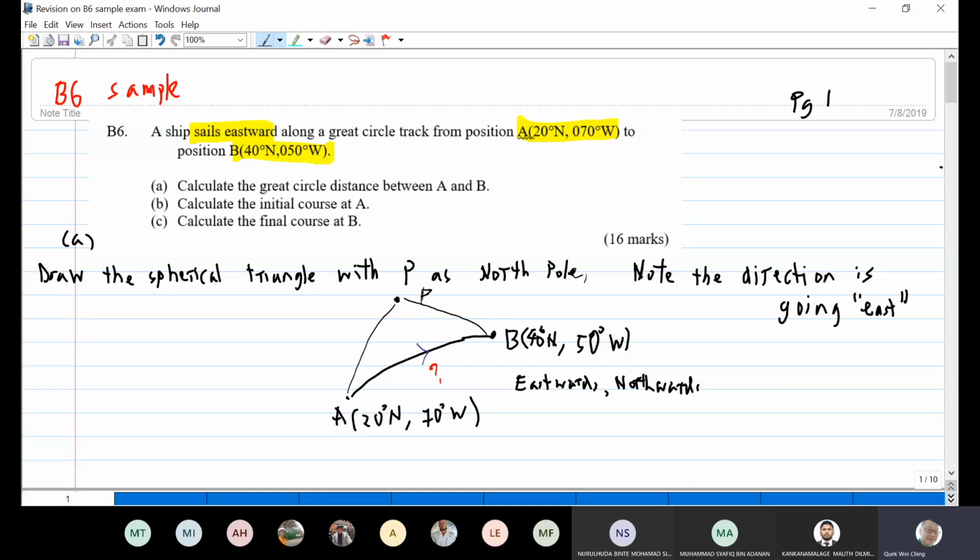So this is the first page. We haven't solved the question yet, but this is how to set up and understand the question. So this is the first page here. I have WhatsApped this to you.